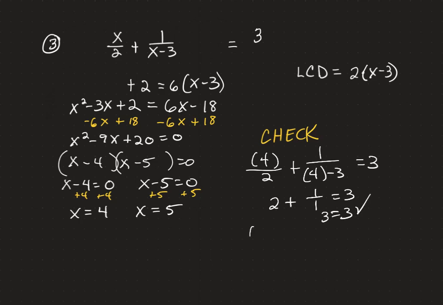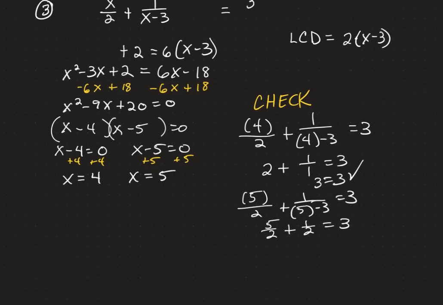That one checks. What about 5? Is it going to check? 5 divided by 2 plus 1 over, it's going to be 5 minus 3. So I have 5 halves plus 1 half equals 3. Ran out of room a little bit. Let me move this up. Okay, 5 halves plus 1 half is 6 halves. 6 divided by 2 is 3. This one checks as well. Both of them check. These are my answers.